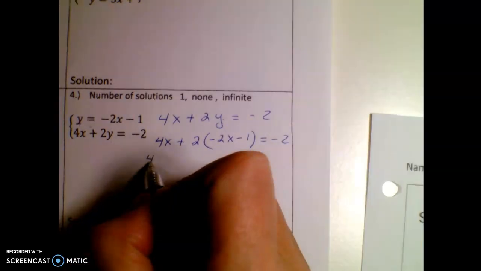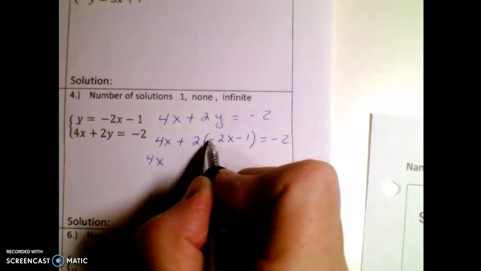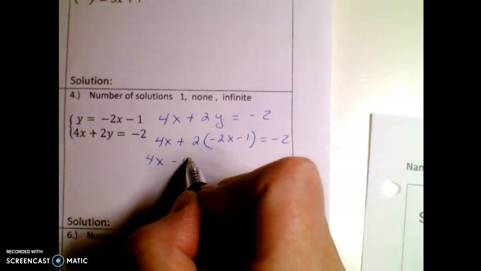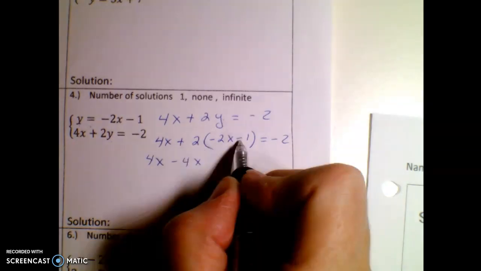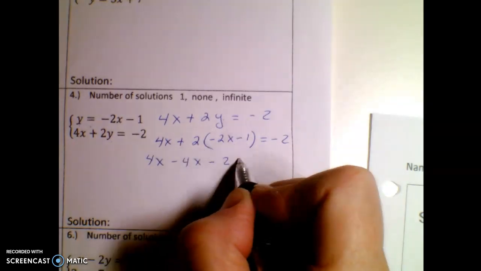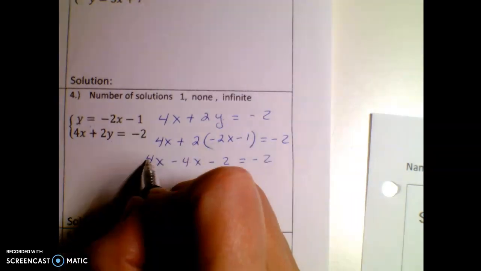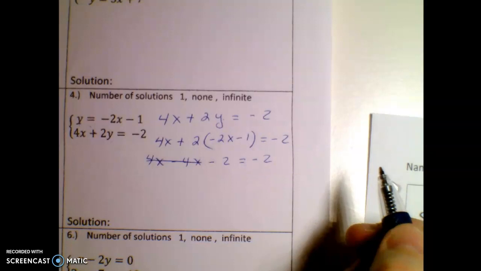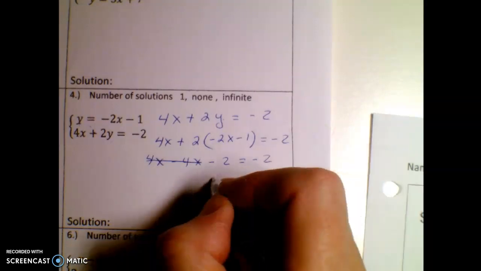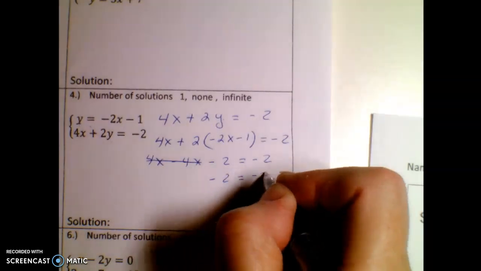Okay, bring down the 4x. 2 times negative 2x is minus 4x. 2 times negative 1 is minus 2, is equal to negative 2. The 4x's cancel. If I have 4x and I take 4x away, they're gone. And I'm left with minus 2 is equal to minus 2.